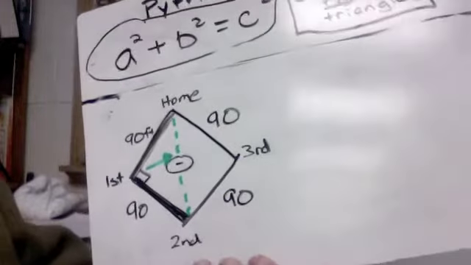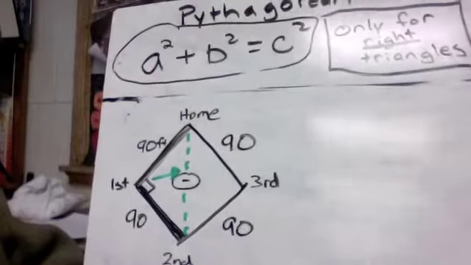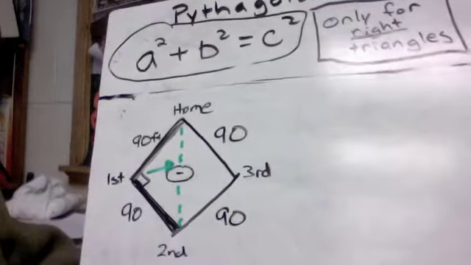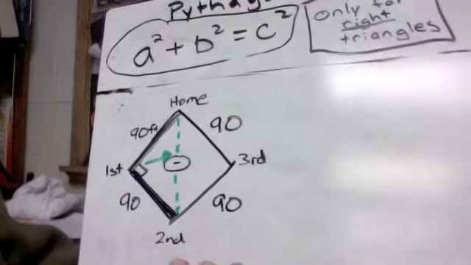All right, here's another interesting one. Let's take a baseball diamond. Okay, here's a baseball diamond. From home to first is 90 feet. First to second is 90 feet. Second to third is 90 feet. Third to home is 90 feet.